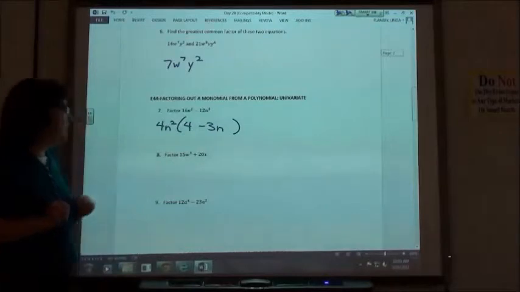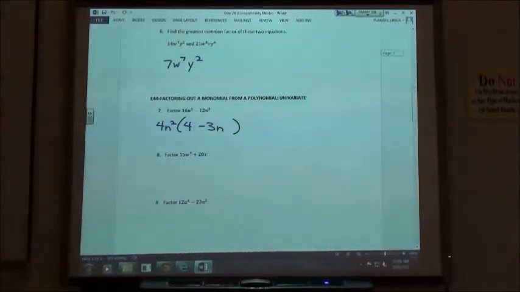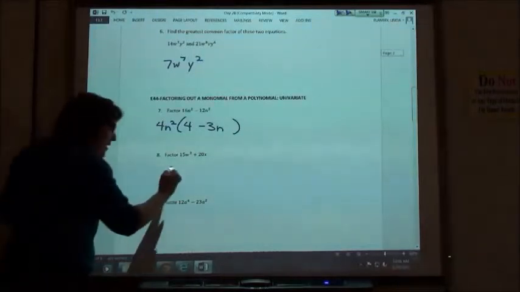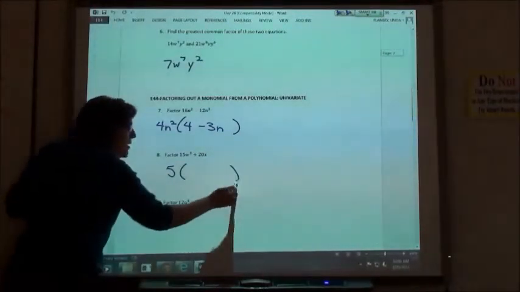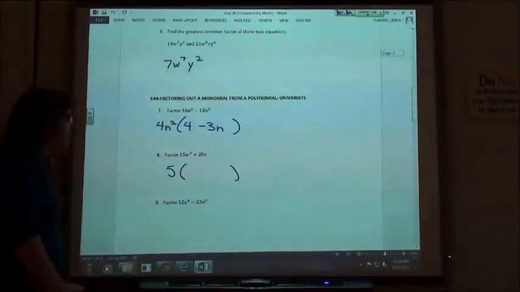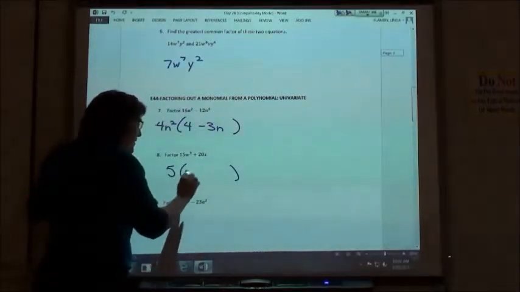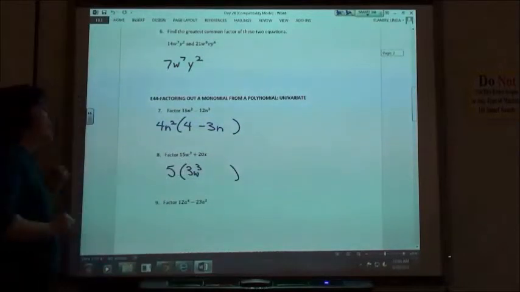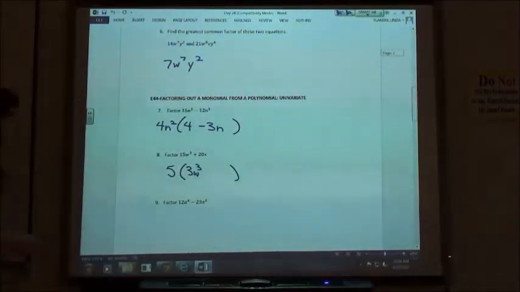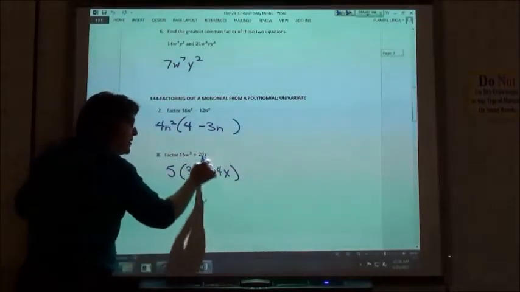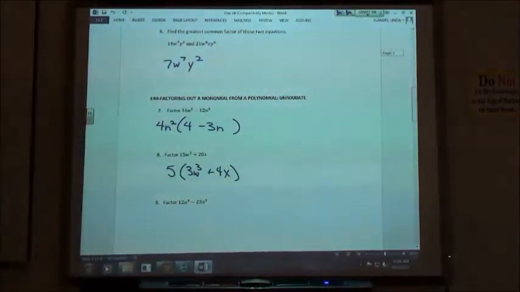If I'm going to factor 15w to the third plus 20x, my greatest common factor there is just a 5. They don't have any variable in common, so all I'm going to do there is divide each of those terms by 5. 15w to the third divided by 5 would be 3w to the third, so that this times this gives me that. And 20x divided by 5 is a positive 4x. So that this times this gives me this, which it does.